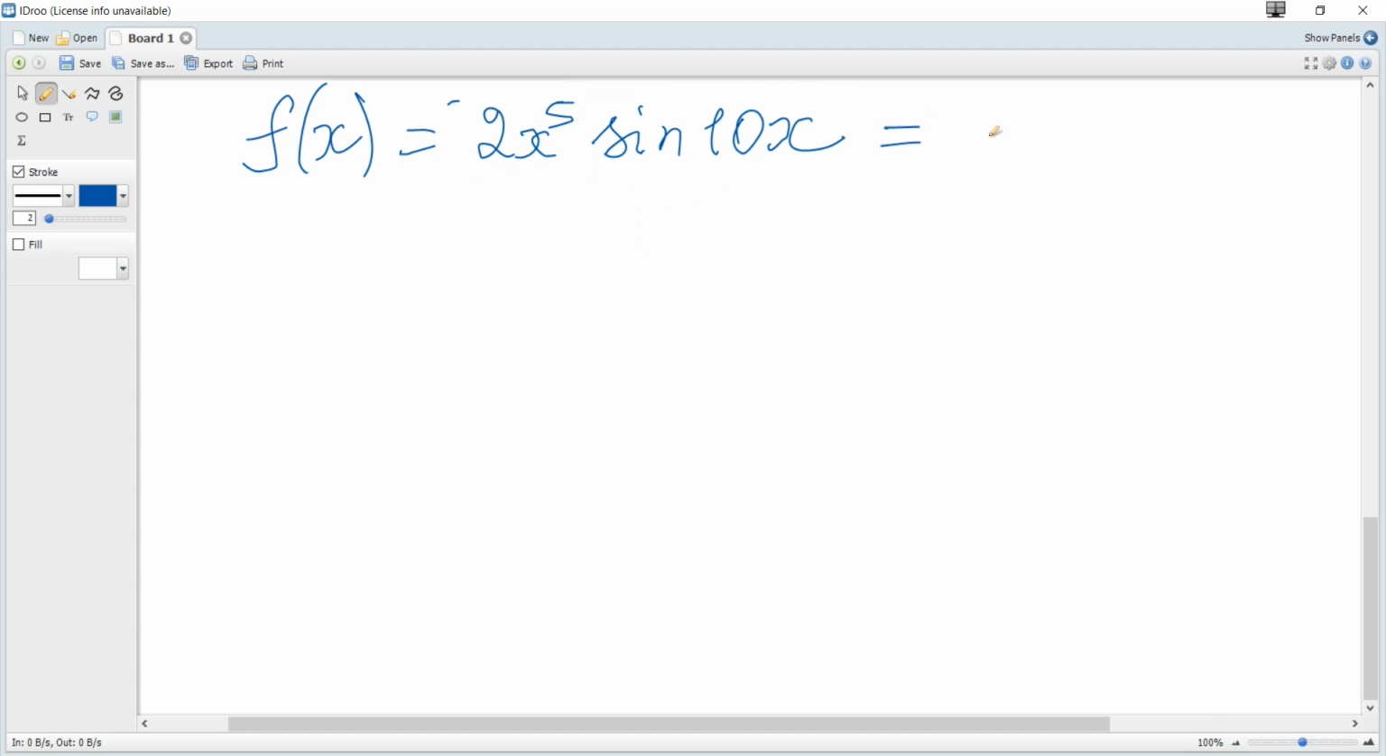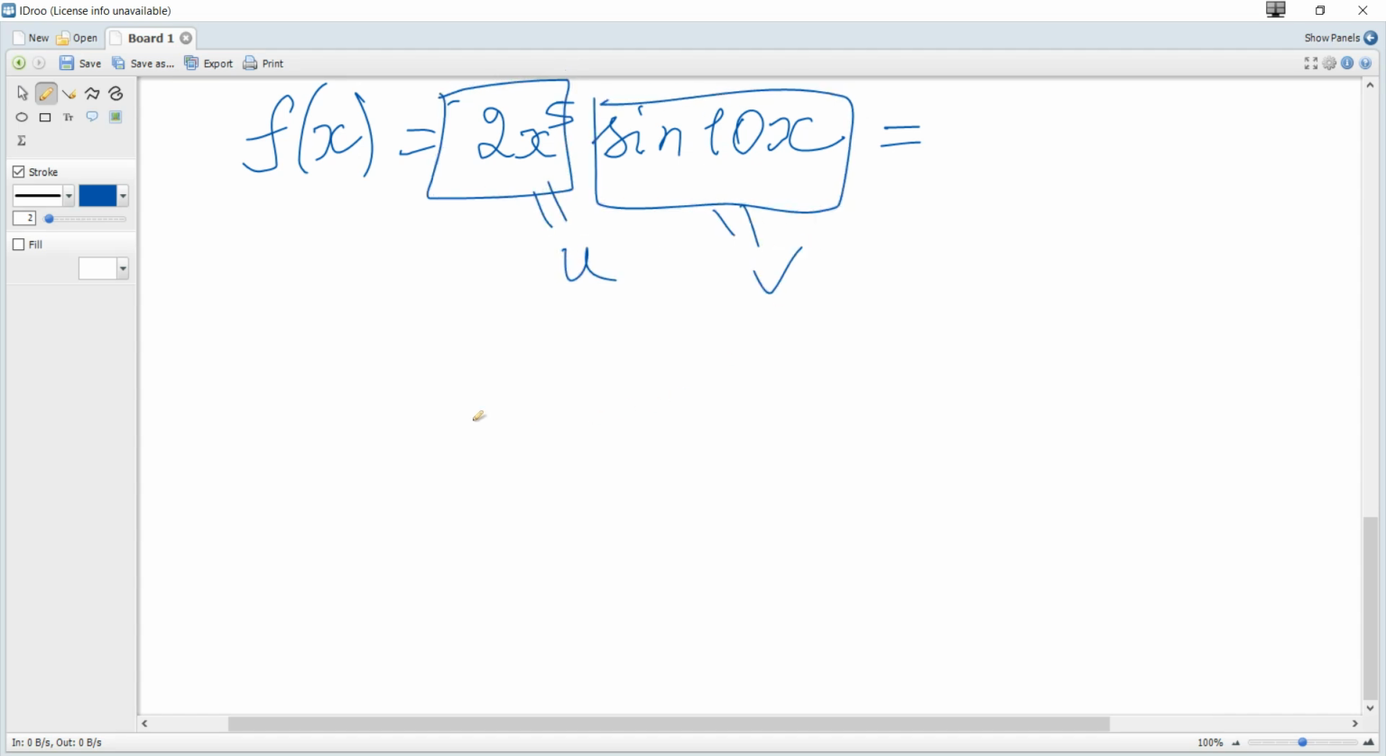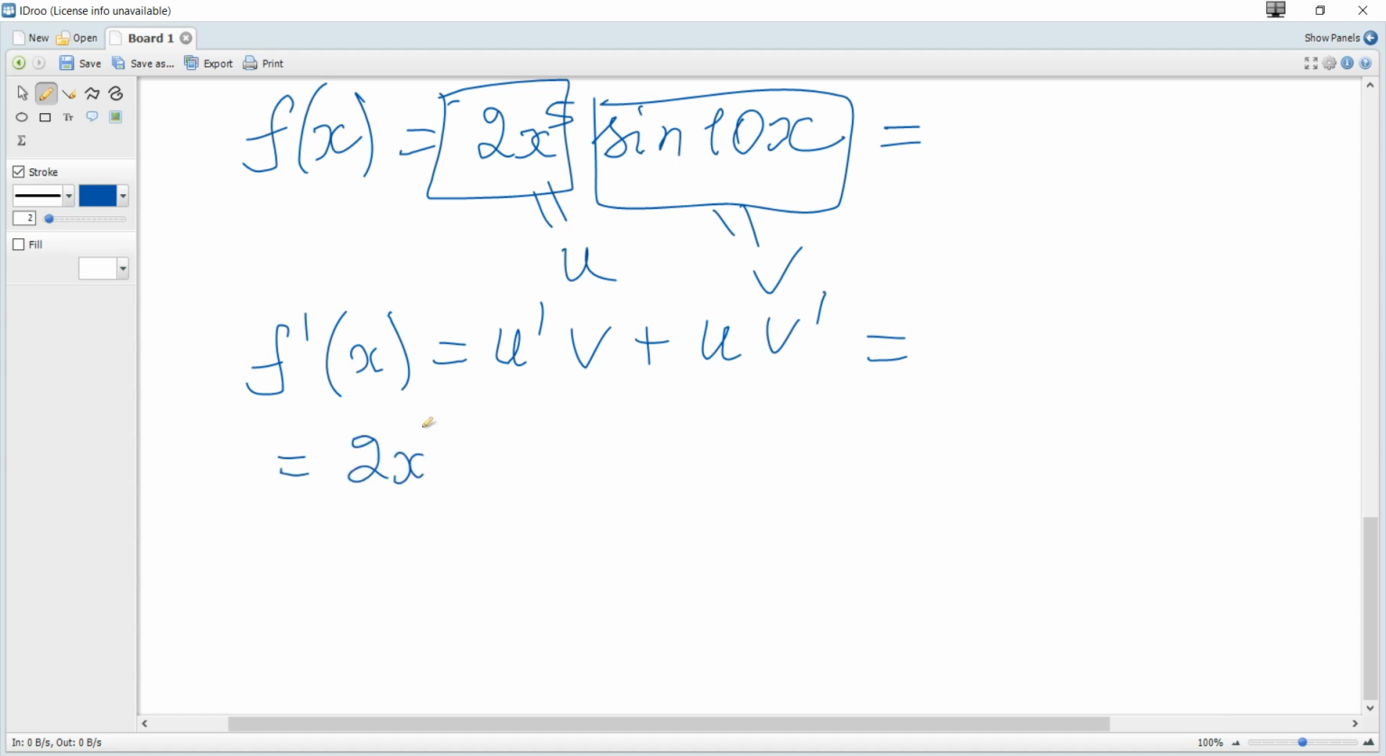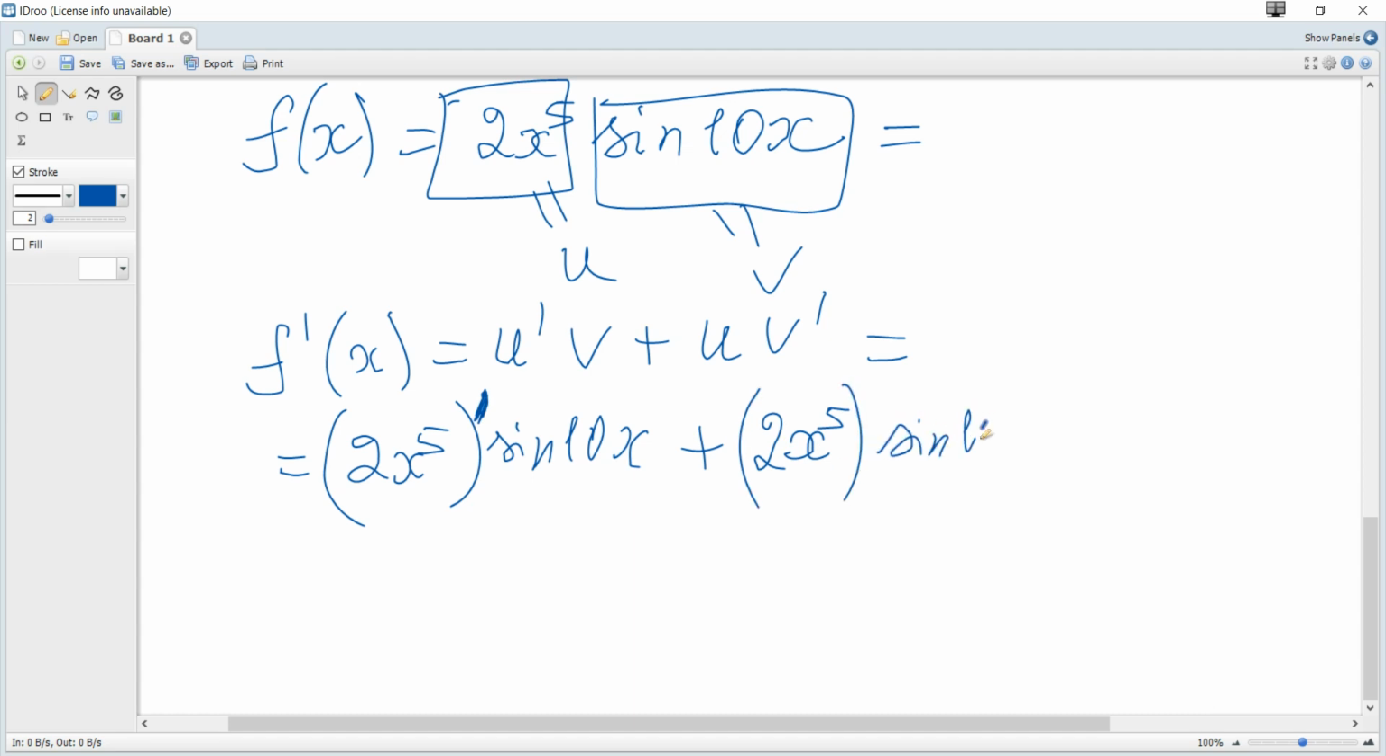We can consider this to be equal to u and this to be equal to v, and the derivative becomes u prime v plus u v prime, which is equal to the derivative of 2x to the power of 5 times sine 10x plus 2x to the power of 5 times the derivative of sine 10x, and this derivative can be found using chain rule. So you can easily find derivatives and write the final answer.